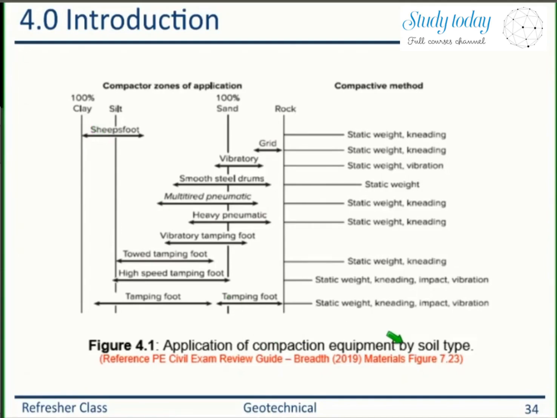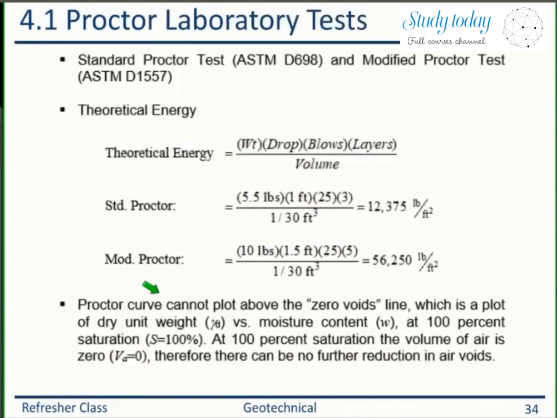Application of compacting equipment by soil type. Depending upon the soil type, your compacting equipment varies. In order to understand the level of compaction in the field, you need to take a sample from the field, take it to the lab, and perform the laboratory test. The test performed in the laboratory for compaction is called the Proctor test.